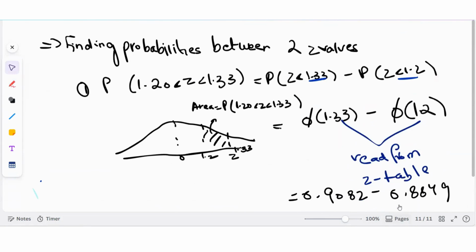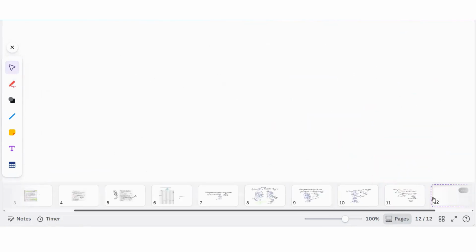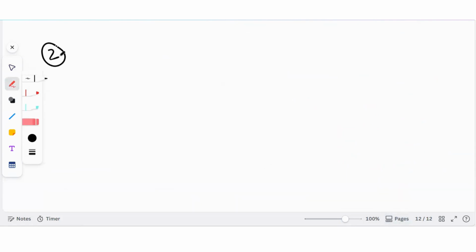Right, so in this way, we can find the probability between two z-values. So both z-values are positive. Now let's look at another one where one z-value is negative and one is positive. Right, so part 2 is the probability z is greater than minus 1.7 and less than 1.2.